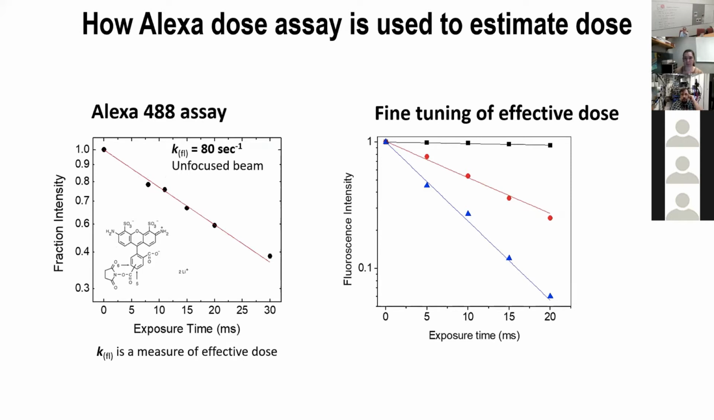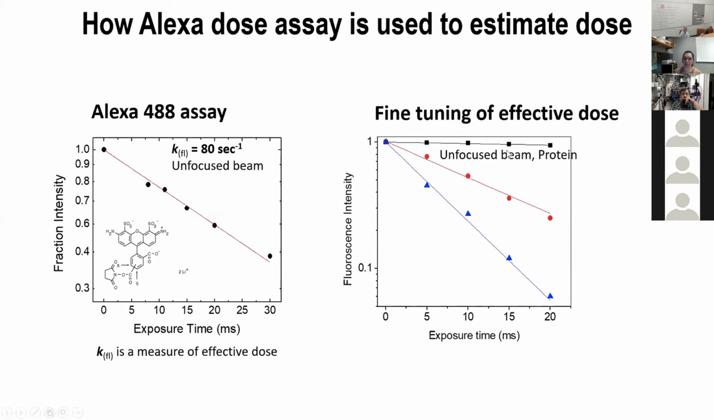There are many experiments where the user comes, and we spend two or three or even maybe half a day, because we have to tell the user that it's not good, and the user will go back, do the sample manipulation, and come back to us. This is an example of how we can actually do the fine-tuning using this Alexa dose assay.